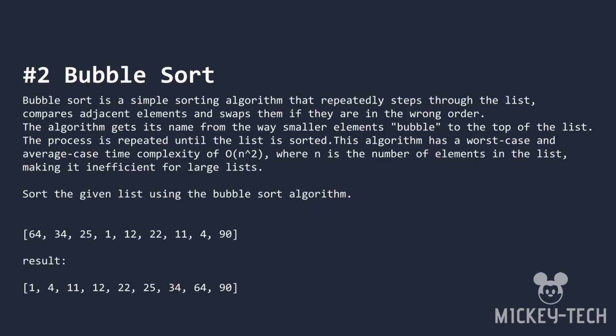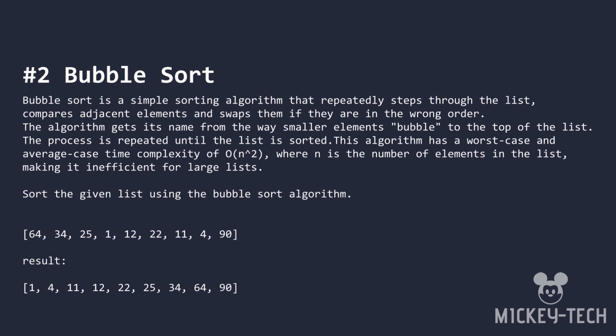Bubble sort is a simple sorting algorithm that repeatedly steps through the list, compares adjacent elements, and swaps them if they are in the wrong order. The algorithm gets its name from the way smaller elements bubble to the top of the list. The process is repeated until the list is sorted.